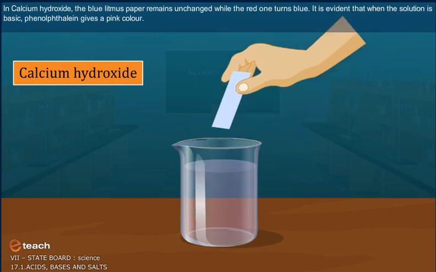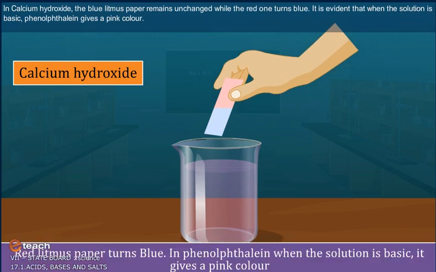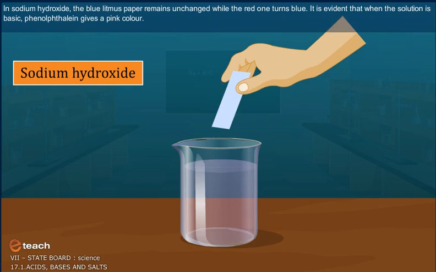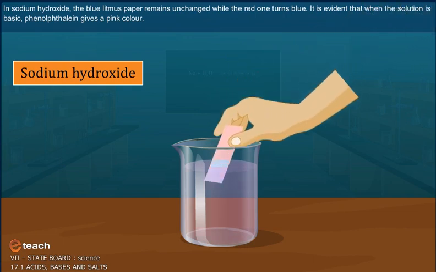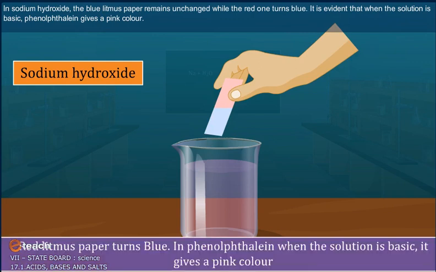In calcium hydroxide, the blue litmus paper remains unchanged, while the red one turns blue. It is evident that when the solution is basic, phenolphthalein gives a pink color. In sodium hydroxide, the blue litmus paper remains unchanged, while the red one turns blue. Again, when the solution is basic, phenolphthalein gives a pink color.